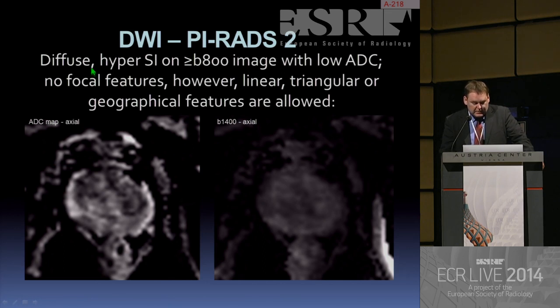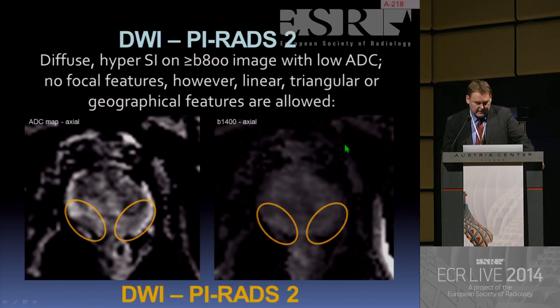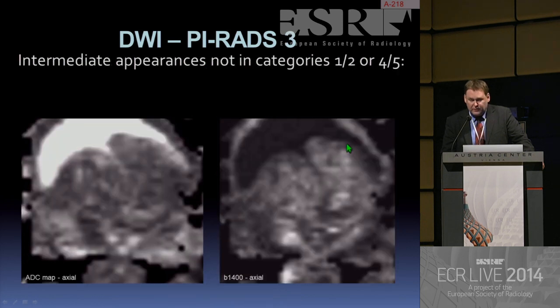PI-RADS 2 is a diffuse hypersignal intensity on B800 image with low ADC, but no focal features. It's very important. No focal features. However, linear, triangular, or geographic features are allowed. For example, this, which is a typical appearance of prostatitis or active acute prostatitis, but not as a focal lesion.